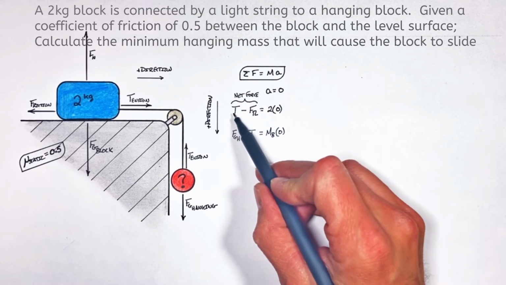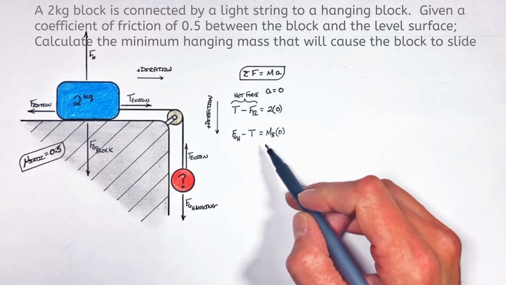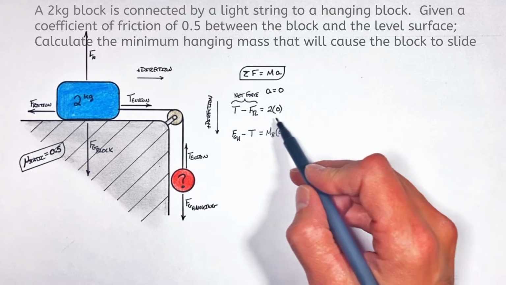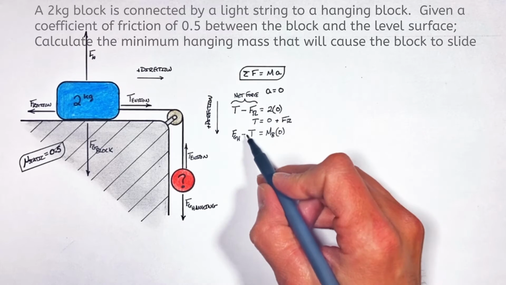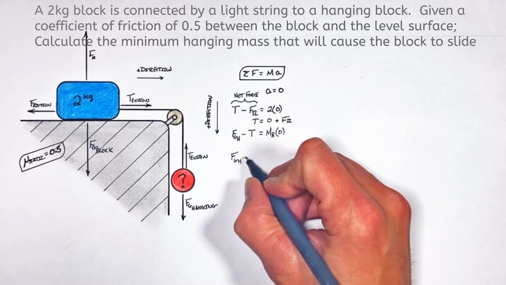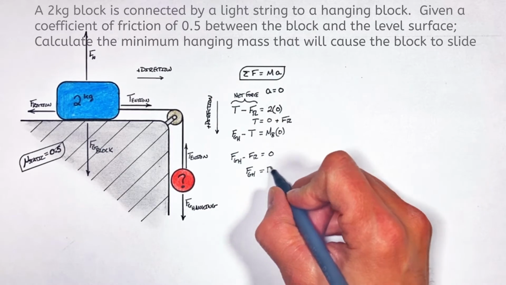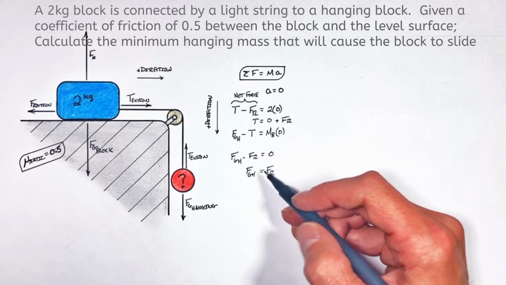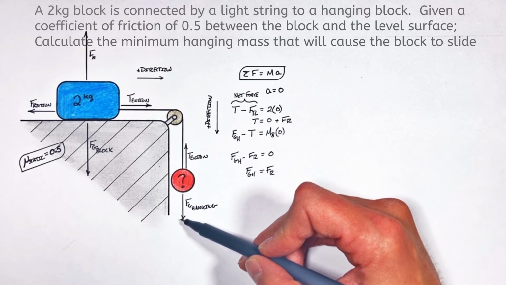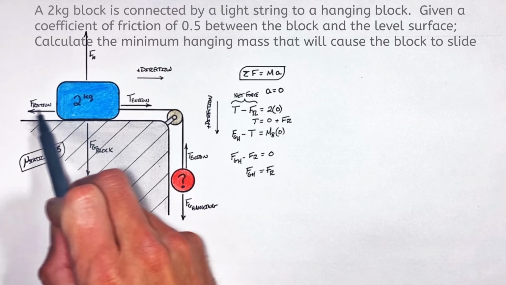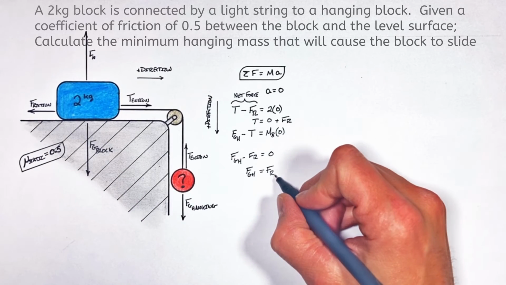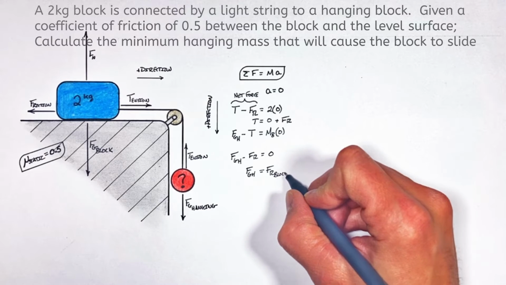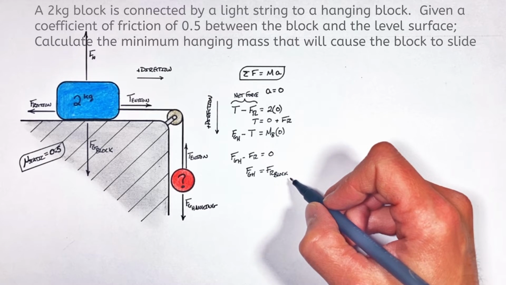Now you'll notice there's a tension term in each of these equations. So if we rearrange one of the equations for tension and then substitute that in, we get this equation, which is really just telling us that the weight of this hanging block is equal to the friction force between the block and the table. And I'll call this friction on the block, just so we don't get confused about where that friction's coming from.